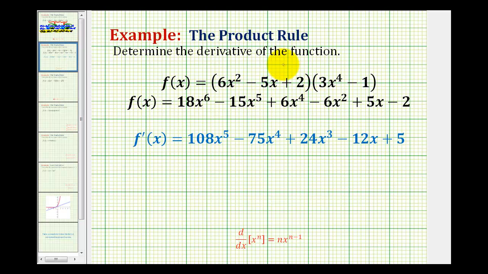So if we took the time to multiply this out, this would be the function in expanded form, and then if we applied the power rule given below here, we should notice that the derivative function is exactly the same as when using the product rule. So you may find it helpful to take the time to do this problem both ways just to verify that both methods do work. I hope you found this helpful.